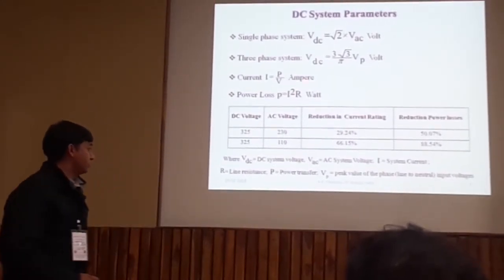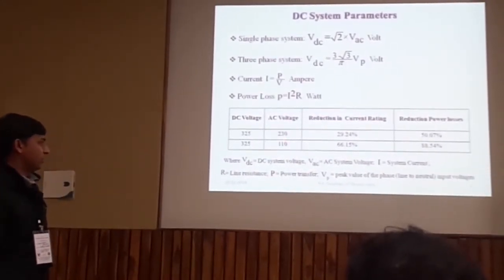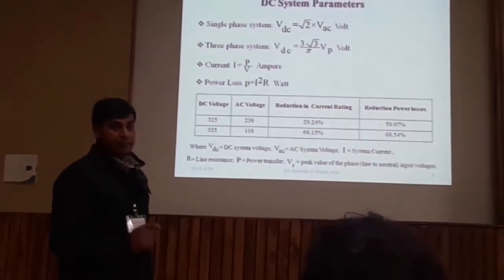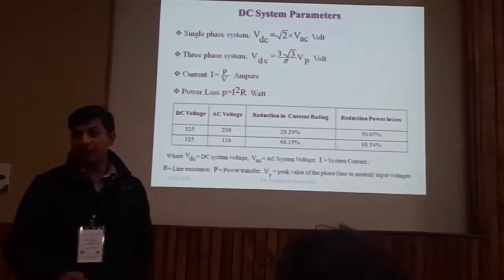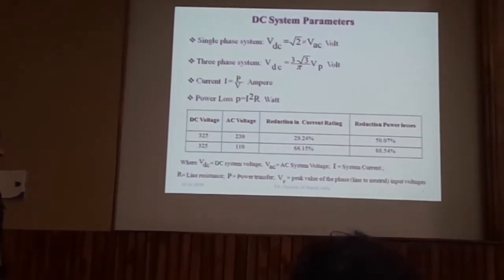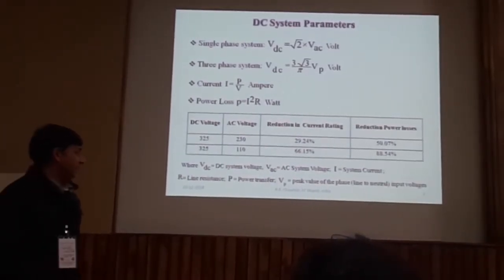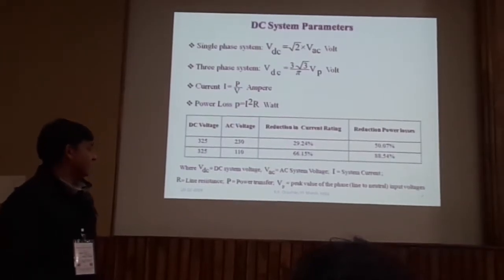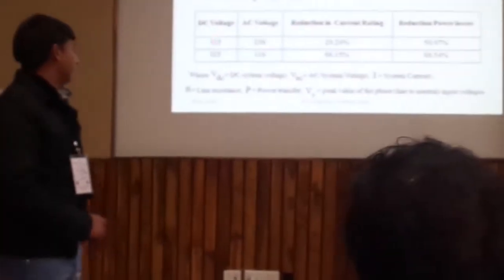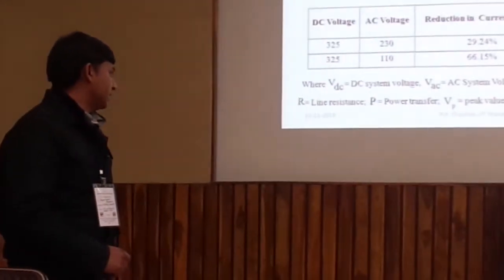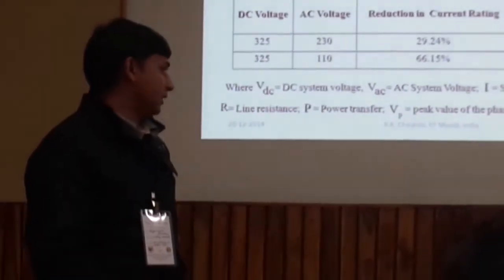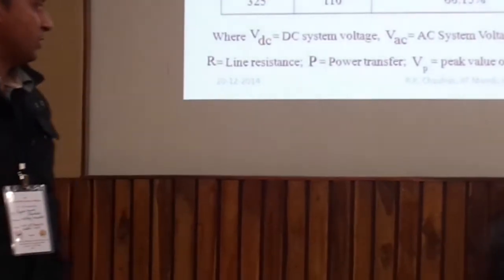Suppose according to the Indian voltage level we have 230 volts, then the same distribution line can be used for a 325 volt DC supply. For the same lines, the current rating of the lines will be reduced: the reduction in current will be 29%, and the power loss in the line will be 50%. And if we compare this voltage level with the American scenario, then the current rating will again be reduced up to 66%, and the power loss in the line will be approximately 88%.